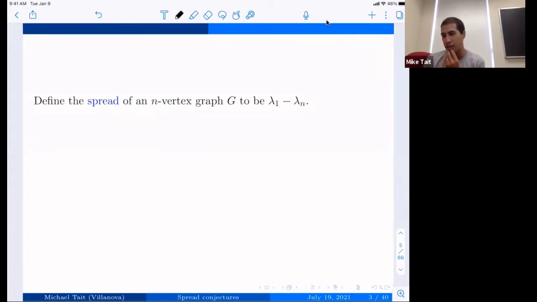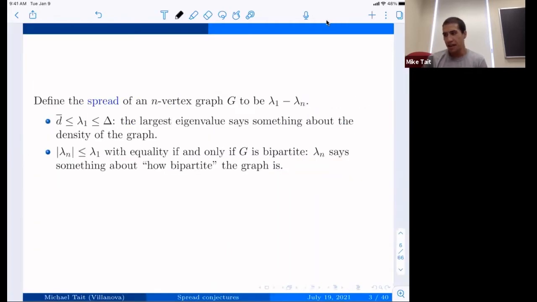You can define the spread of a matrix in general, but the spread of a graph will be the distance between its most extreme eigenvalues, so just lambda 1 minus lambda n. So that's the topic of this talk. And we want to know what this says about a graph.